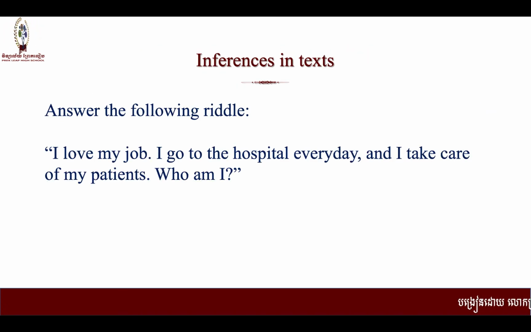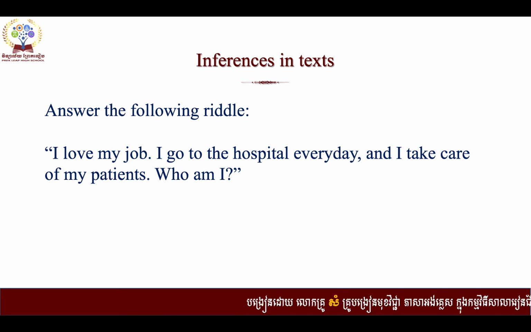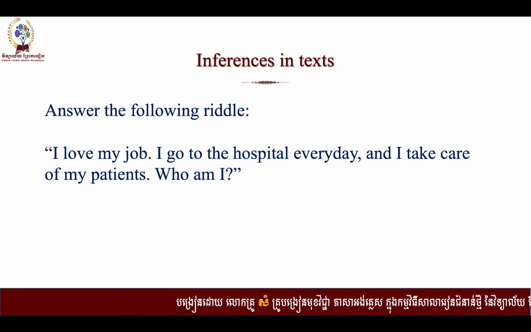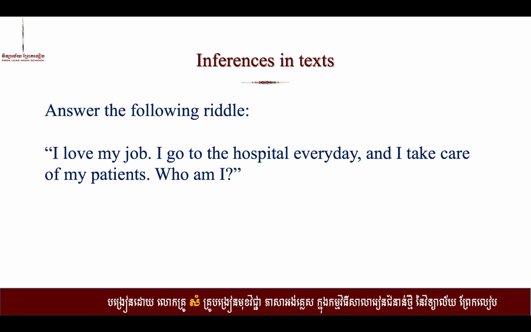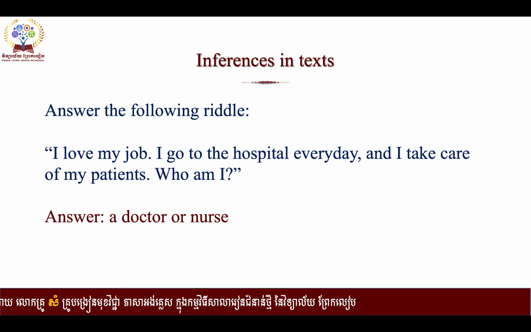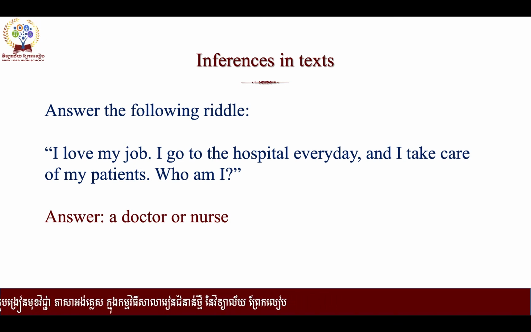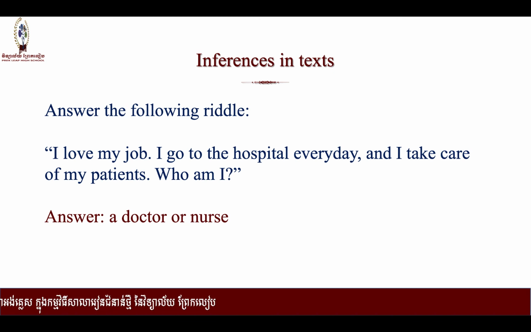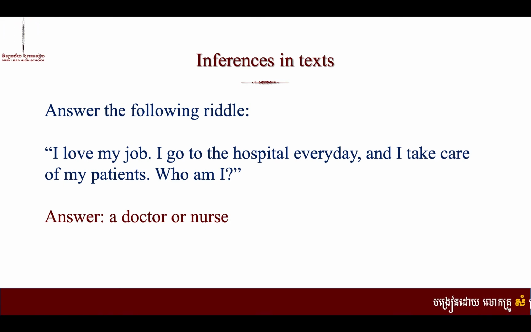Example is, let's look at the following riddle. I love my job. I go to the hospital every day and I take care of my patients. Who am I, right? So maybe we try to think about, if this person goes to the hospital every day, it's their job, they take care of patients, right? So who are they? We probably would make the inference that they are a doctor or a nurse, right? This is based on what they say, what they describe, but they don't actually say, oh, I'm a doctor or a nurse, right? And it's important here to remember that this person could be a doctor or a nurse. So if let's say we say a doctor and they're a nurse, our inference would be wrong, but it would not be too wrong, right?